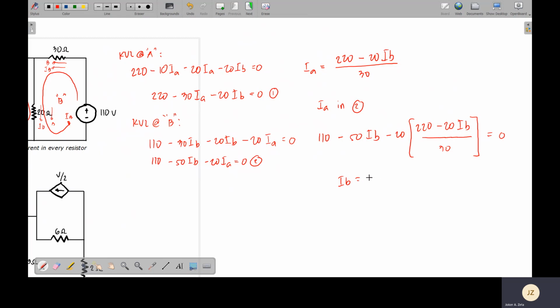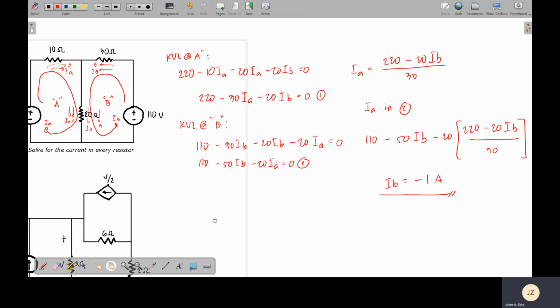The answer is IB is negative 1 ampere. So you have here your IB. Sir, why is there a negative? Again, recall that the negative in your answer just denotes the wrong assumption of direction. Sir, you said it's okay to assume any direction, but now there is a wrong assumption of direction. Again, it's okay, because even though there is a wrong assumption of direction, the numerical value for your answer is still correct. So you don't have to worry about the negative value. It just means that the direction is wrong.